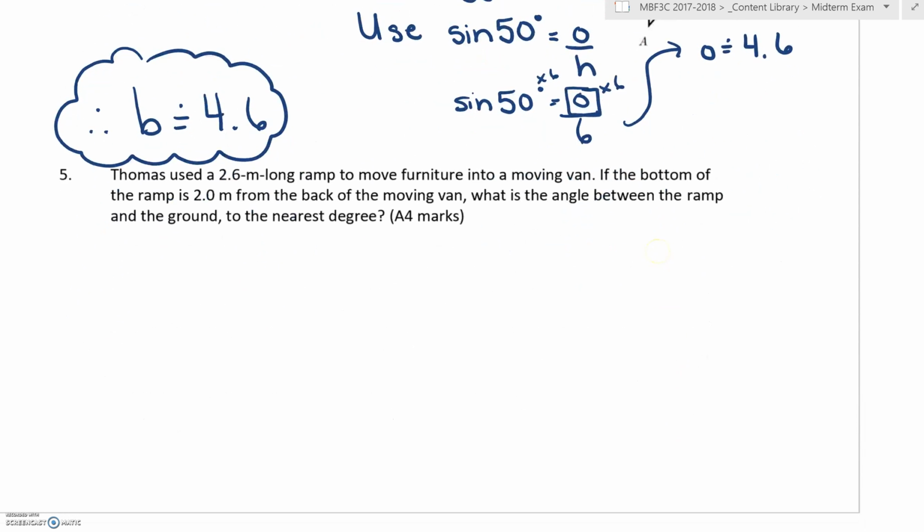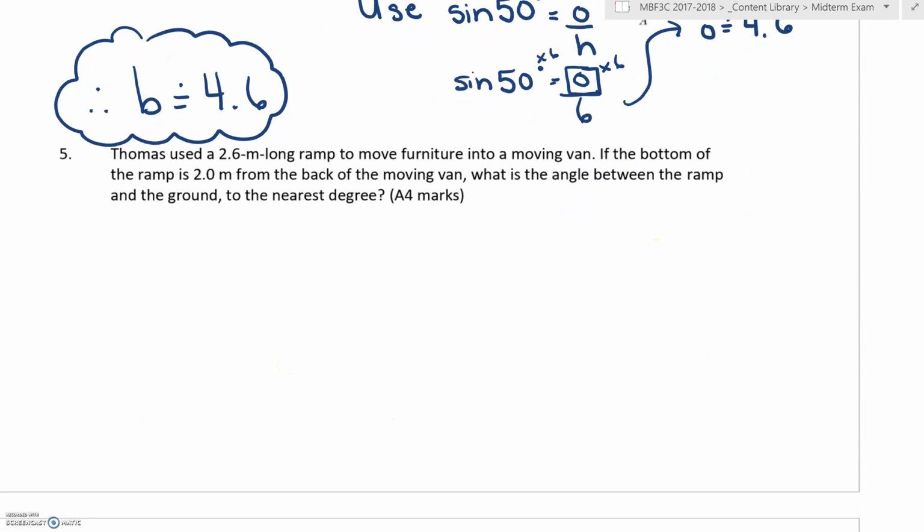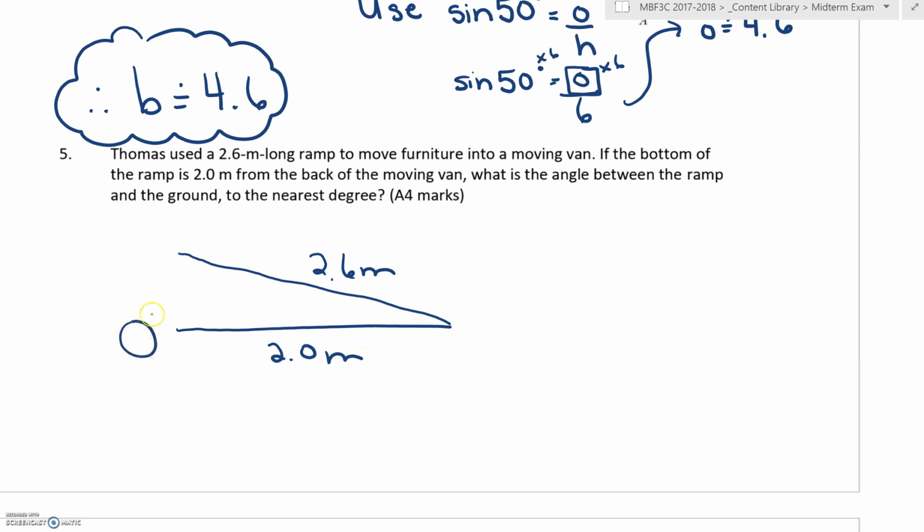All right, the next one is a word problem, so you have to be able to draw the picture. He's using a 2.6 meter long ramp, so I'm going to make the ramp here. That's 2.6 meters. If the bottom of the ramp is 2 meters from a moving van, so the van's over here, there's the back of it. We all know I'm super great at drawing. Okay, so the guy's moving. There's a ramp, which the ramp should probably reach over there. Close enough. We want to know the angle between the ramp and the ground.